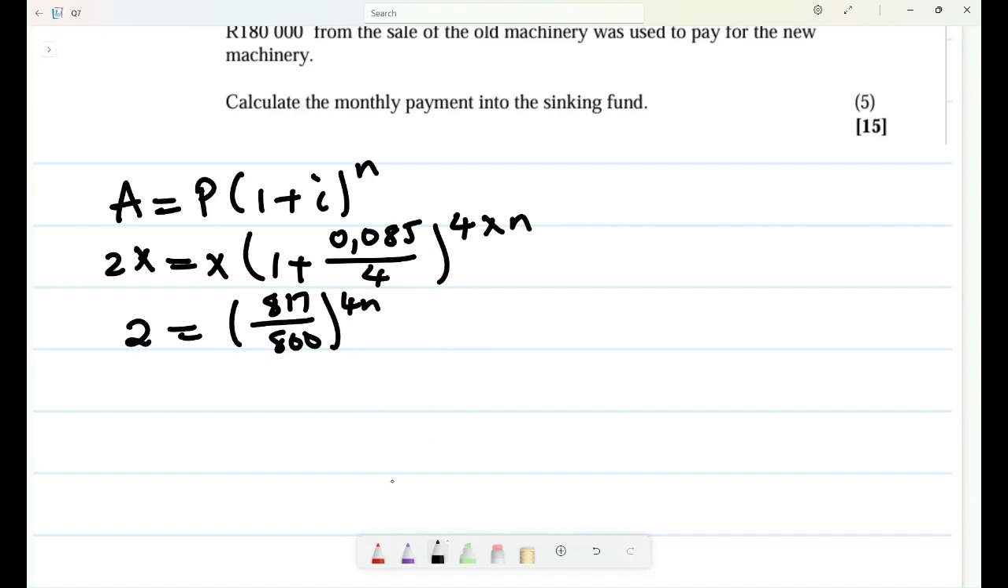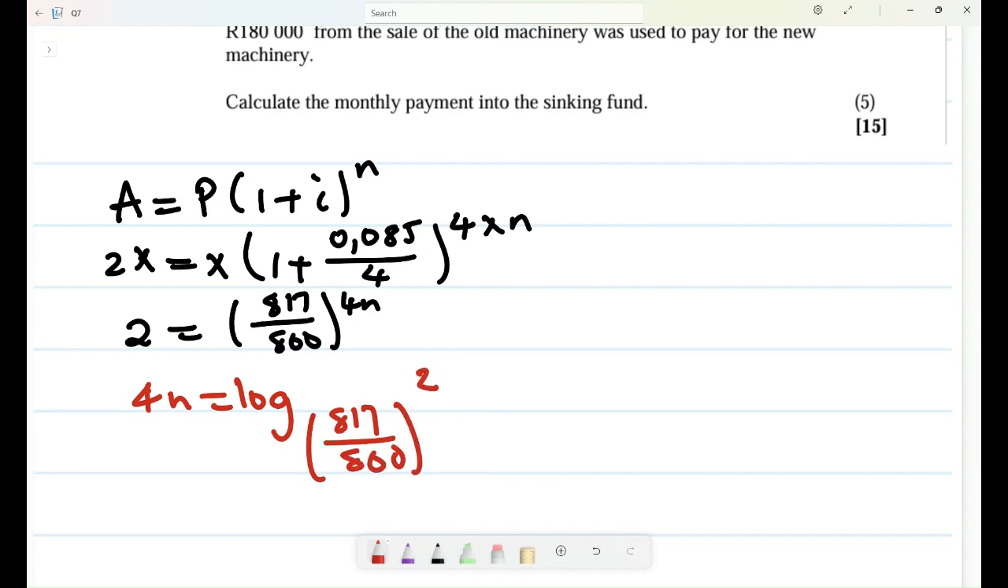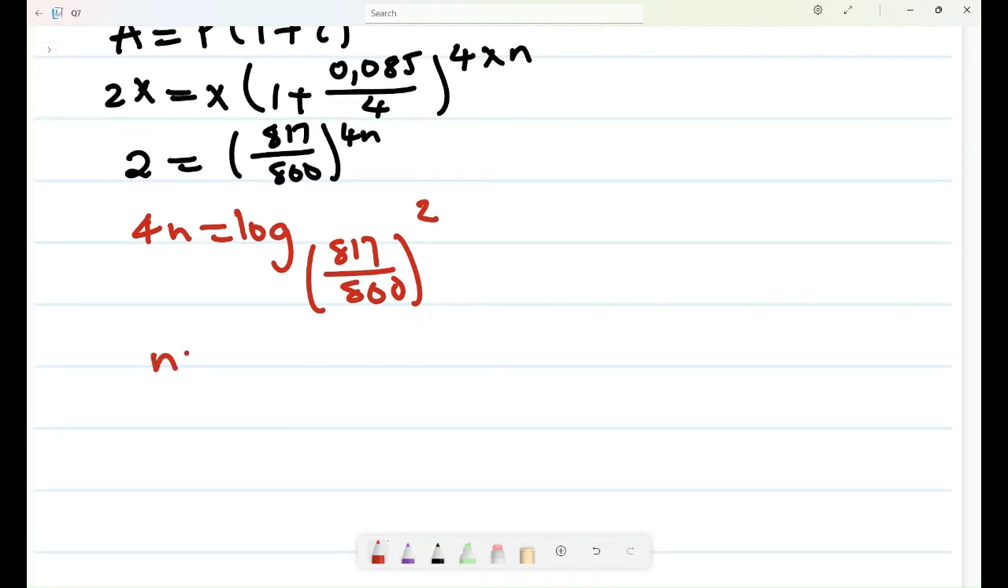Now remember the laws of how I move from exponential to log. If I want to drop this, it is 4n, but now I have to add a visa to it because it moves from one country to another, right? I'm gonna add a visa, which is log. Log what? The base remains the base. It means it's gonna be 817 divided by 800, then 2 here. Then n is gonna be log of 817 divided by 800, then 2, right?